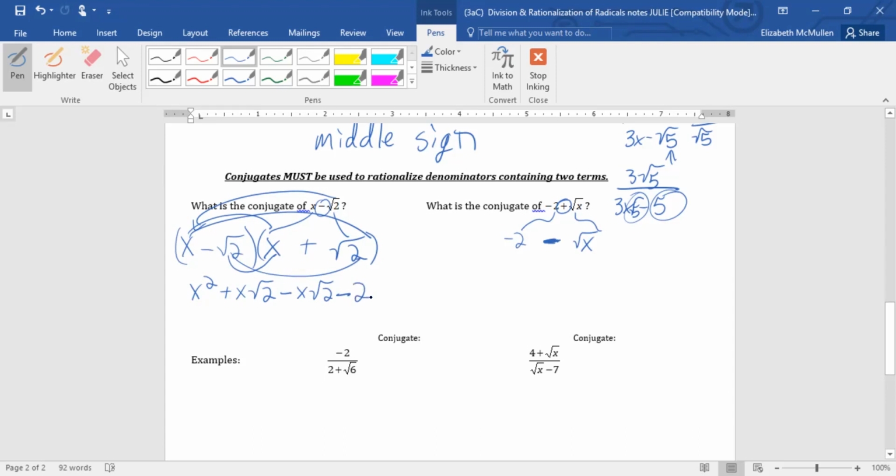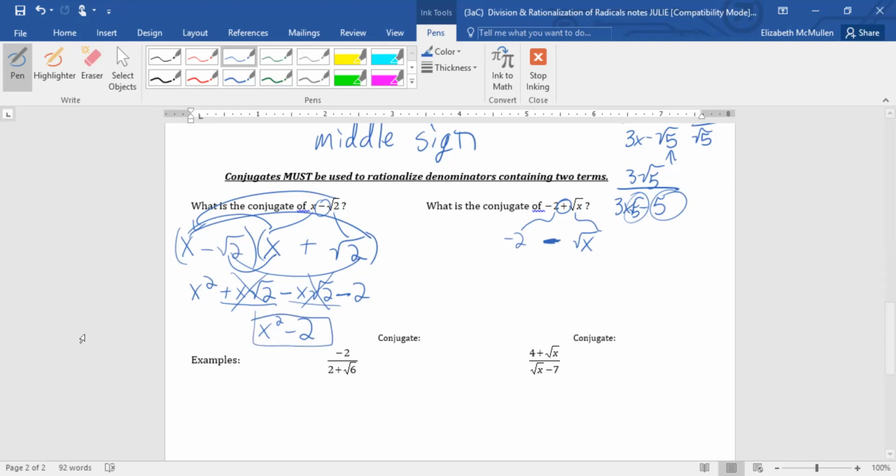So what just happened here? Well, let's clean this up first. Let's combine our like terms. I have a plus x radical 2 and a minus x radical 2. They cancel out. So all I'm left with here is x squared minus 2. Do you see what we did? By strategically picking what we multiplied these by, I was able to cancel out my radicals completely and leave myself with a denominator that has no radicals in it.